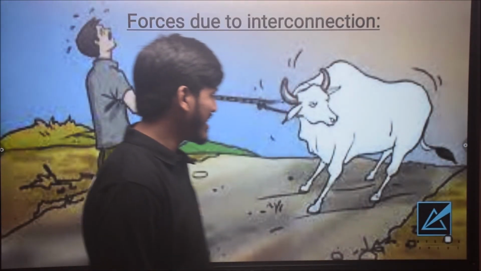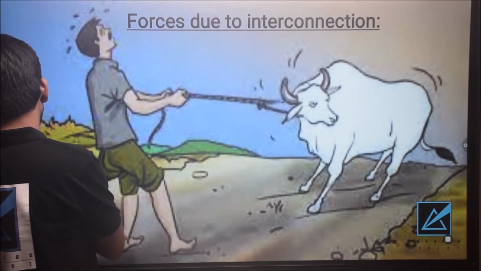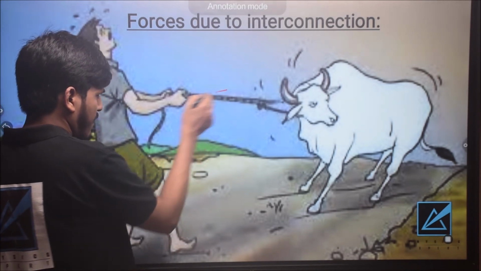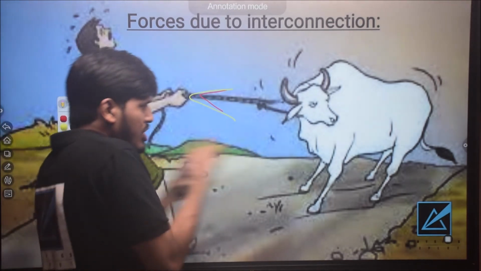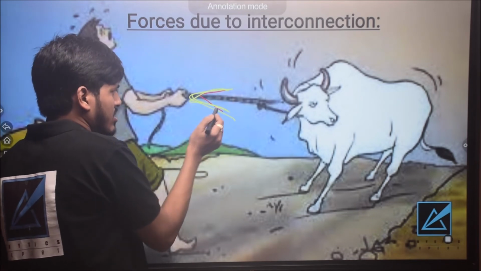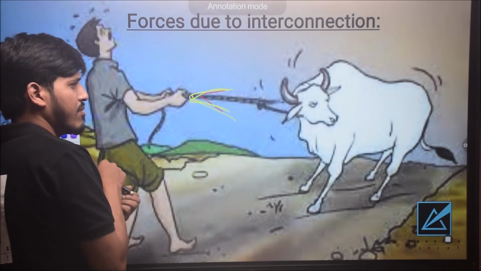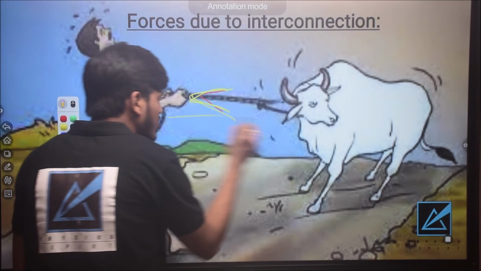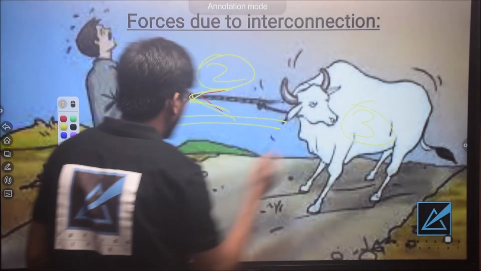Interconnection force: you are pulling this object, you are exerting force on this thread, and due to which this one is coming towards you. That is, this is an object, this is another object, and this object is exerting force on the threads: object 1, object 2, object 3.